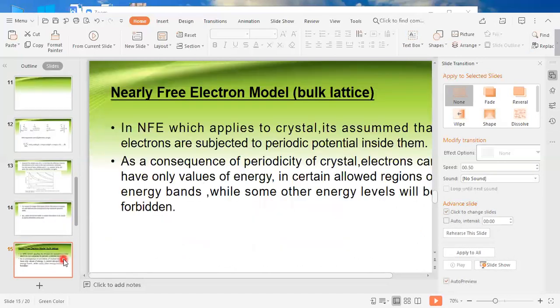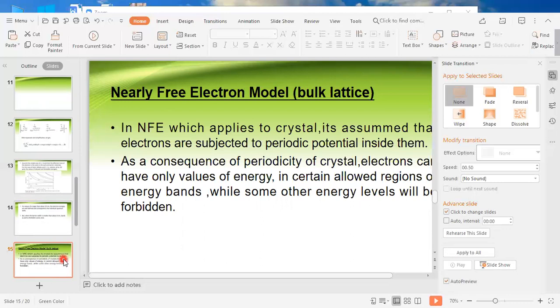Now, moving on. Another concept which we are discussing here is the nearly free electron model. This is a model which is used for a bulk lattice, that is, applied to a crystal. But here we are considering the superlattice similar to a crystal, in which the quantum wells in the superlattice are considered as atomic potentials in a crystal.